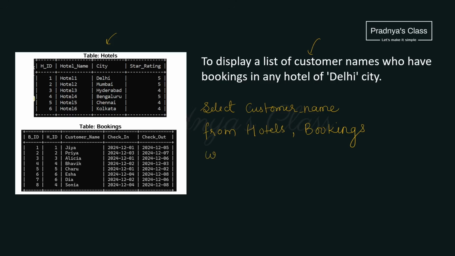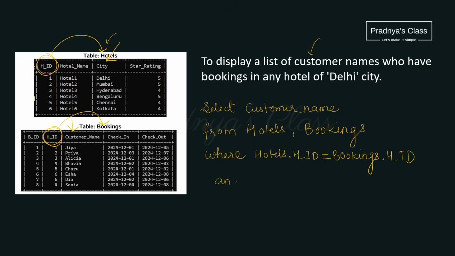It's time to write the where clause. We are using equi-join, so no need to write any join keyword here. With the where clause, we always write the matching column criteria. So we will try to match the hotel ID of the hotels table with the hotel ID of the bookings table. It will look like this: hotel.hid equals bookings.hid. So let me write it.